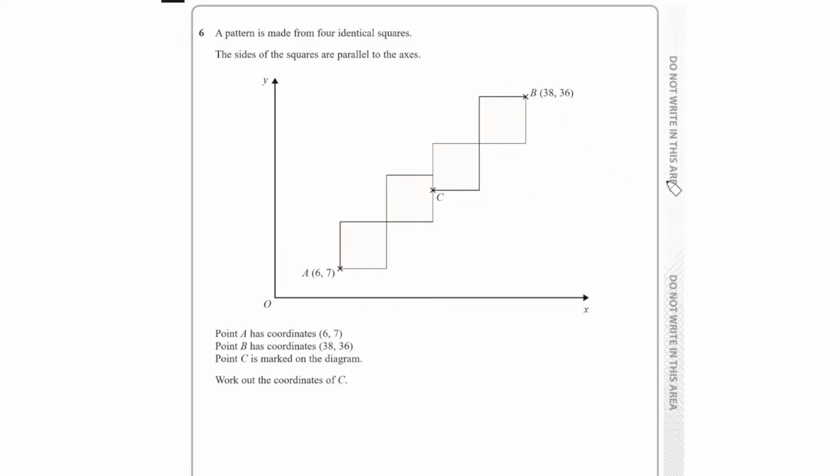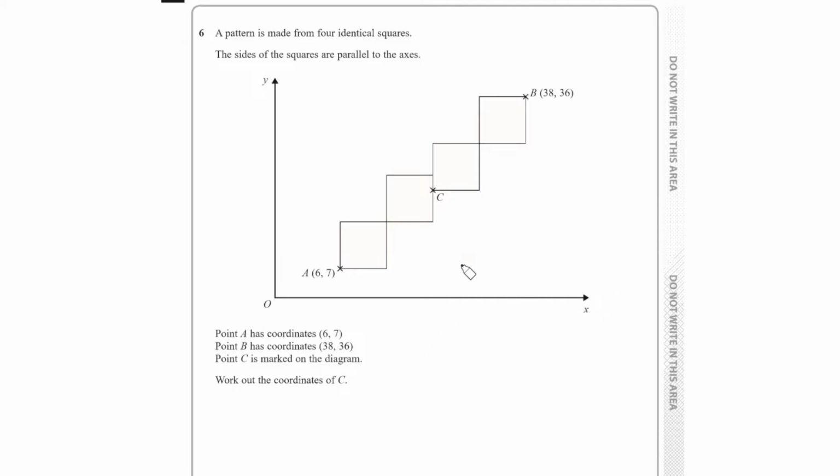Okay, question 6. It's kind of a random question, just some kind of coordinates, figuring it out. So we've got a pattern made from 4 identical squares. The sides of the squares are parallel to the axes, so it's not rotated or anything. It's literally just horizontal, vertical. It makes it match with the axes. So point A is coordinates 6, 7. Point B is coordinates 38, 36. Up here we need to work out point C.